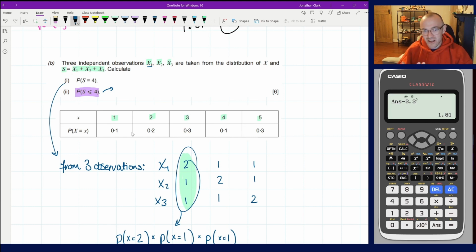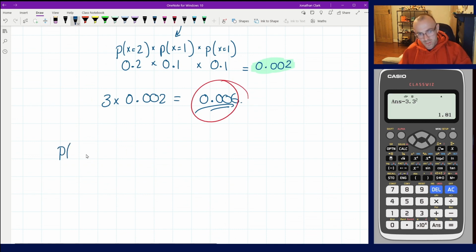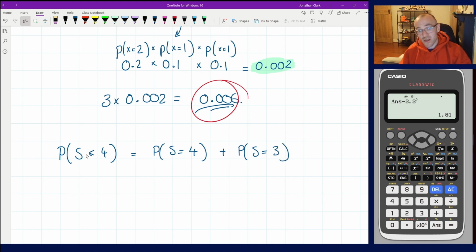There's not many. The lowest score that you could possibly get would be getting 3 1s, right? That would be a total score of 3. There's no other scores that you can get less than 4, either 3 or 4. So the probability of the score being 4 or less is the probability of the score being 4 plus the probability of the score being 3.